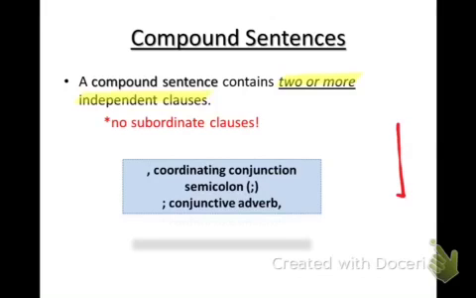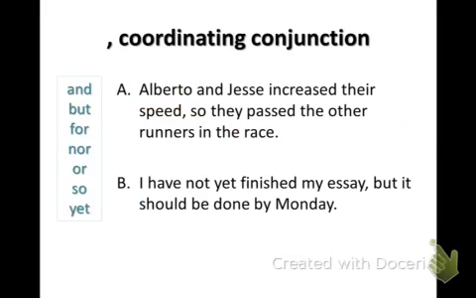For this lesson, I will be focusing on these three different types of ways to punctuate your compound sentences. It's also important to note that there are other ways to punctuate compound sentences, but for the purposes of this particular lecture, I'm going to focus on the use of a comma and coordinating conjunction, a semicolon, and a semicolon followed by a conjunctive adverb.